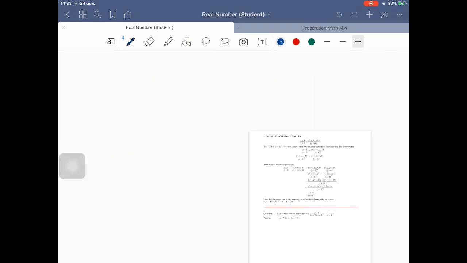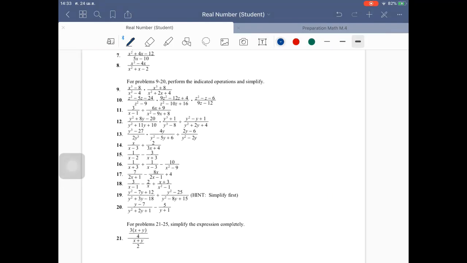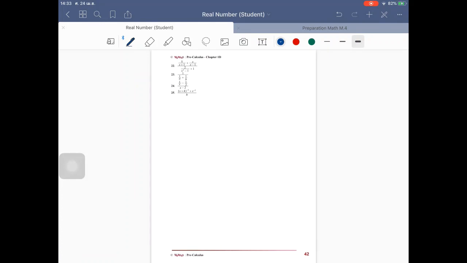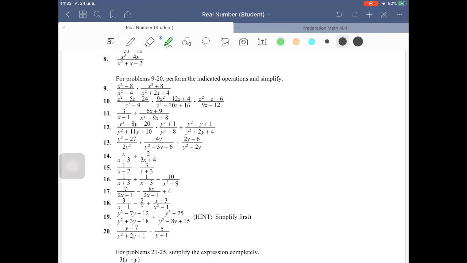Okay, then turn to page 41. Do some exercise here. Try to do questions 9, 11, 13, and 15. I give you 10 minutes because this one is a bit hard.